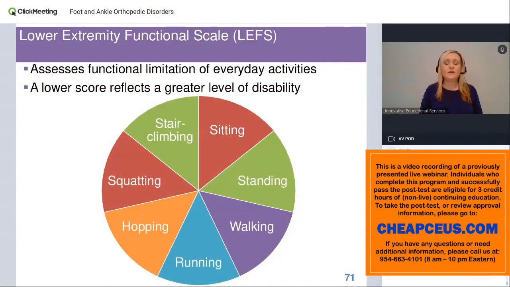The lower extremity functional scale, this tool is more specific to the lower extremity based on its name. It's going to look at specific everyday activities that range from more basic, like sitting, to a little more functional, such as squatting, and then going all the way up to running.